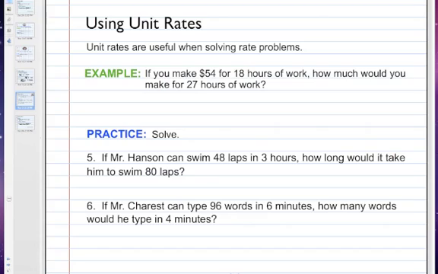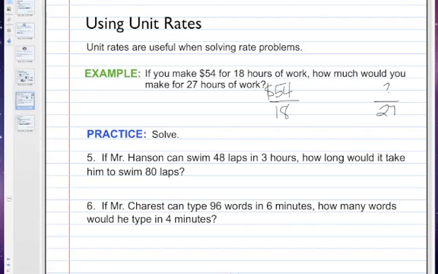Unit rates can be especially helpful when you're solving rate problems. Let me show you how that can work. Let's say I make $54 in 18 hours of work, and I want to know how much I would make in 27 hours. Well, let's set up my rate, $54, 18 hours of work. And ultimately, I want to find out what 27 hours of work would let me make. Now there's no number that I'm looking at here that I can multiply or divide 18 by to make 27.